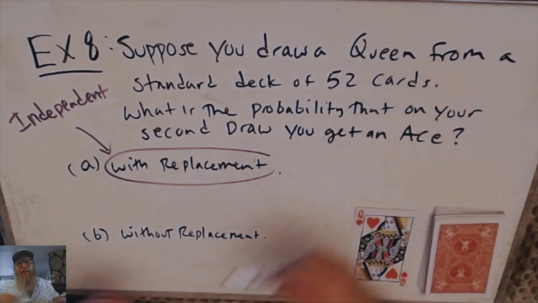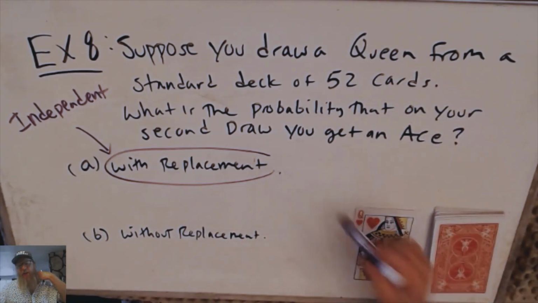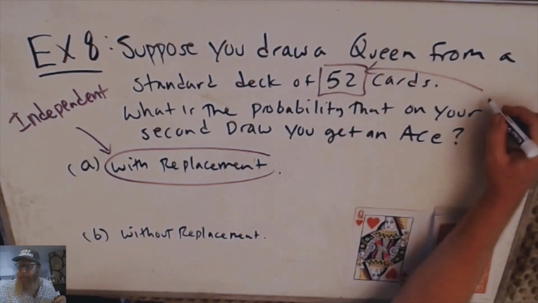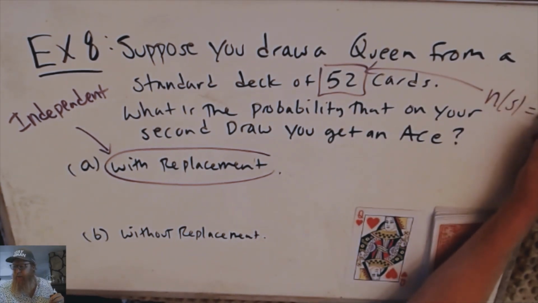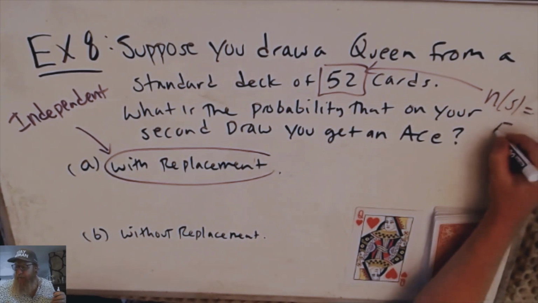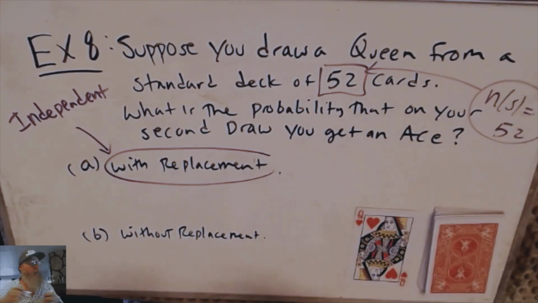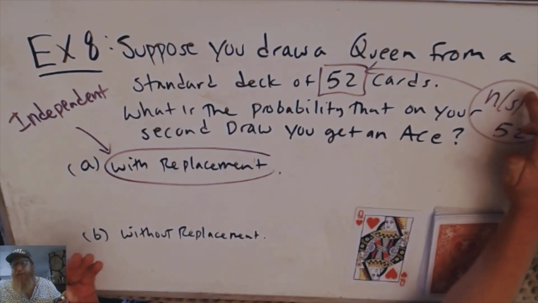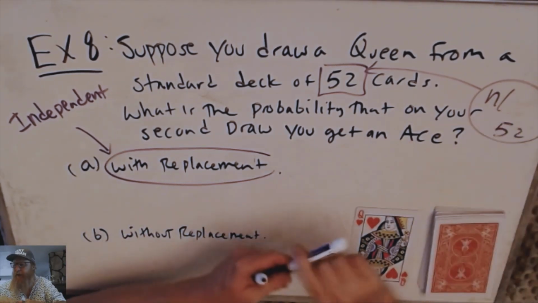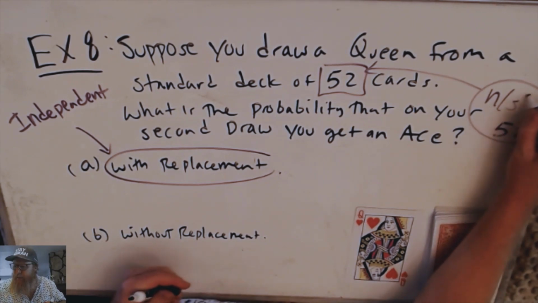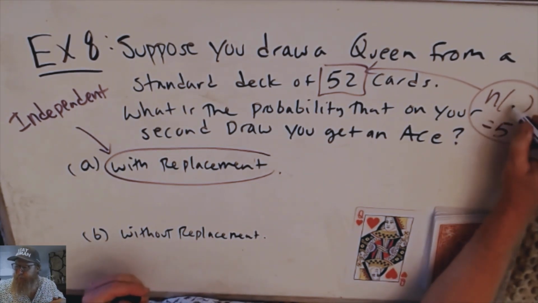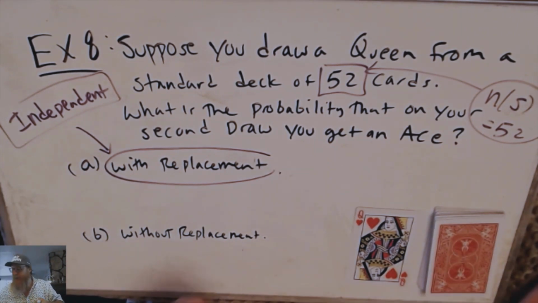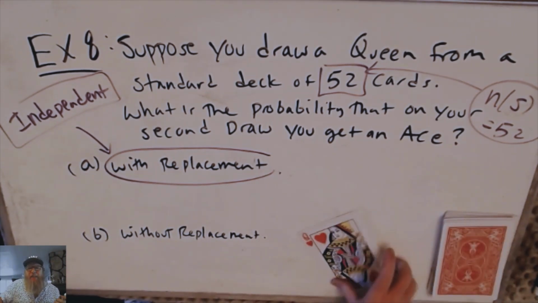So these events are independent. You always have a sample space of 52 cards because you're replacing the card after you draw it. So the sample space continues to remain the same size. The sample space is always equal to 52 if you're talking about an independent event. So in other words, it makes no difference.